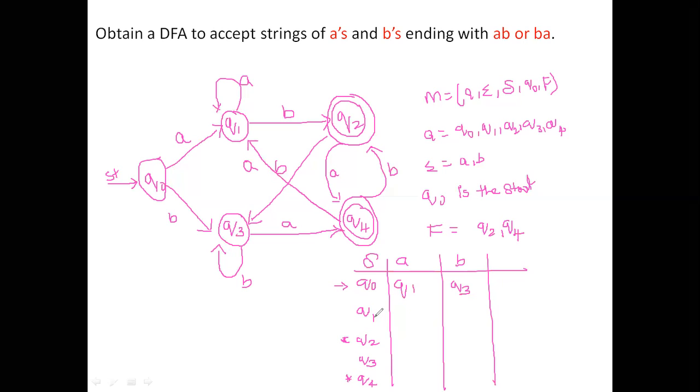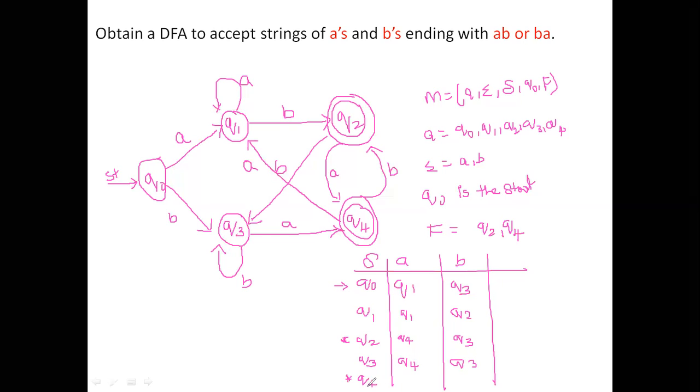Be careful. Okay, Q1 on receiving A, it will be remaining in Q1 itself. Q1 on receiving B, it will be going for Q2 exactly. Q2 on receiving A, it will be coming for Q4, the final state. Q2 on receiving B, it will be going for Q3 exactly, right? Then Q3 on receiving A, it will be going for Q4. Be careful. Then Q3 on receiving B, it will be remaining in Q3 itself, right? A self loop we got.